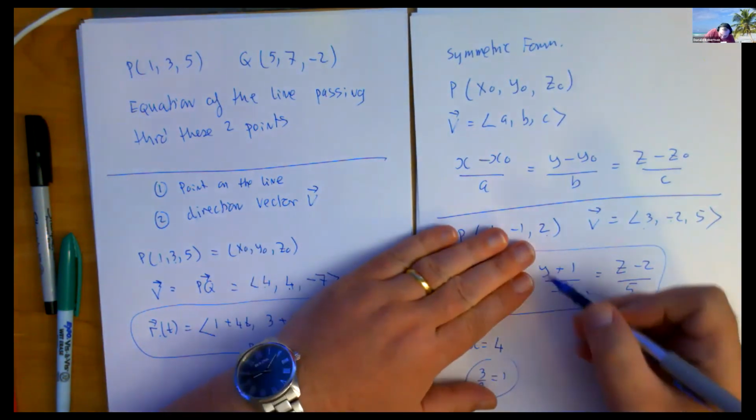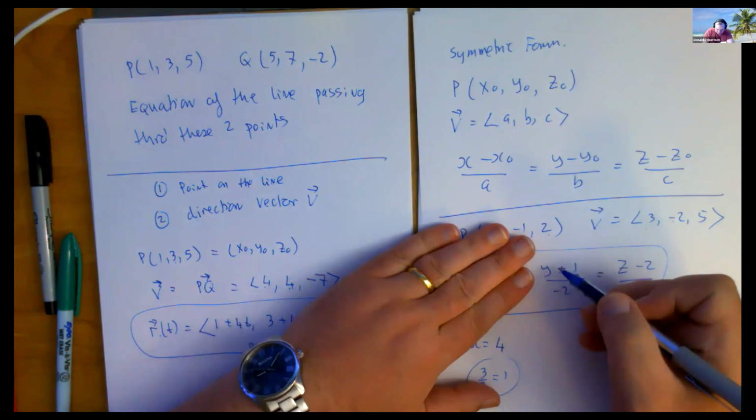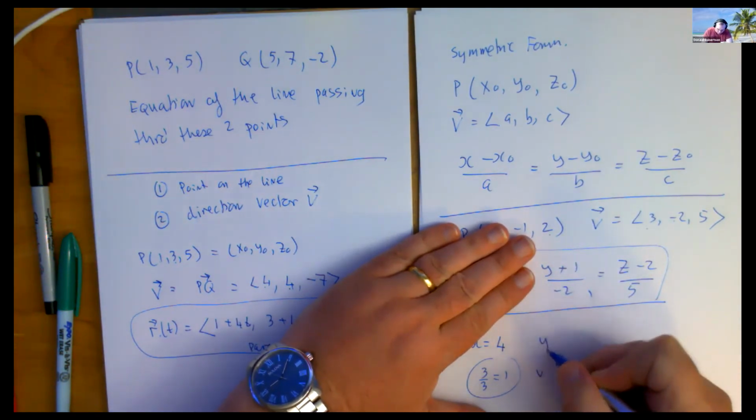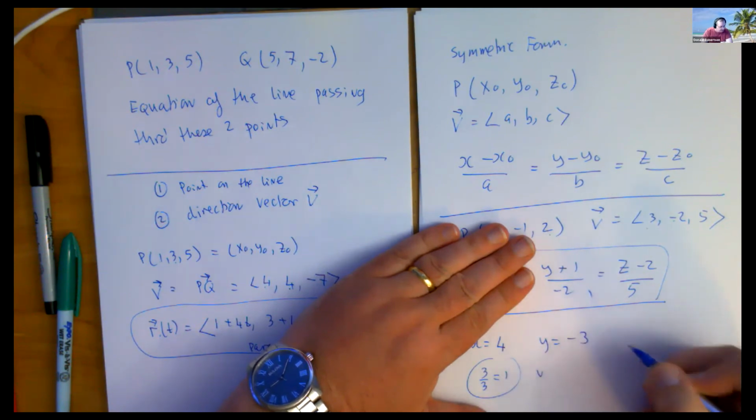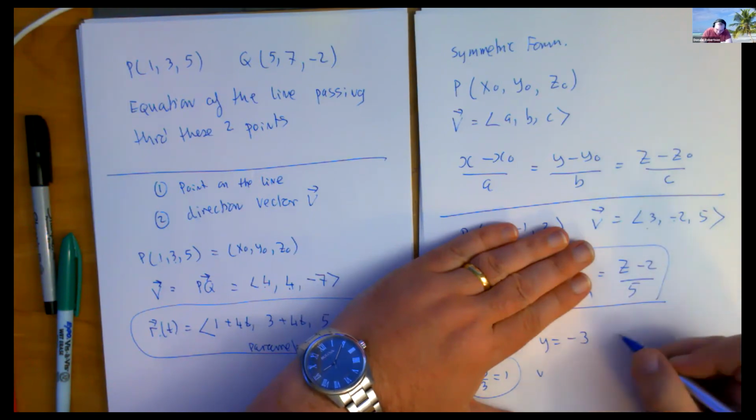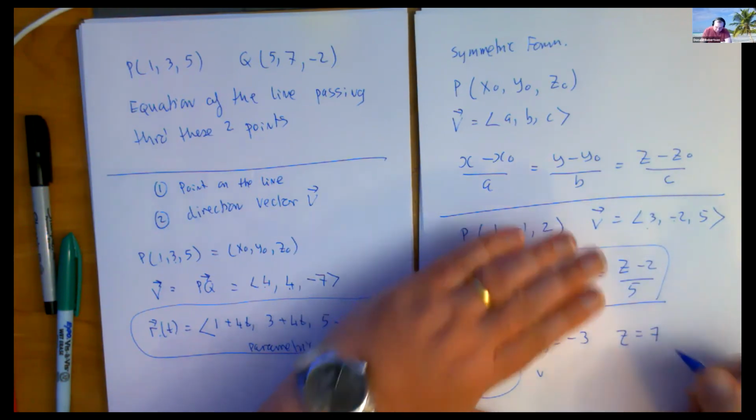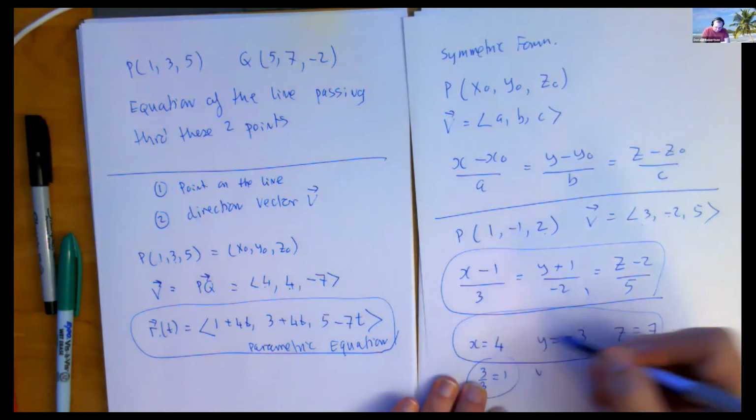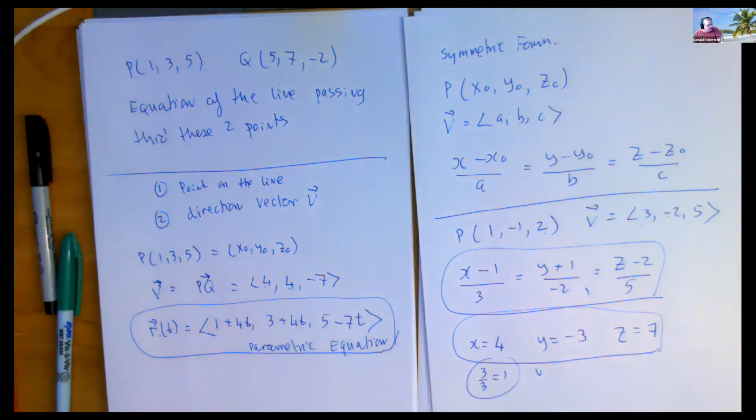So if I wanted this to be equal to 1, then y plus 1 would have to equal -2. So y would have to be -3 then. If I wanted this to be 1, wouldn't z minus 2 have to be 5, which would make z equal 7? And that would be a point on this line. Do you see how much more clunky it is?